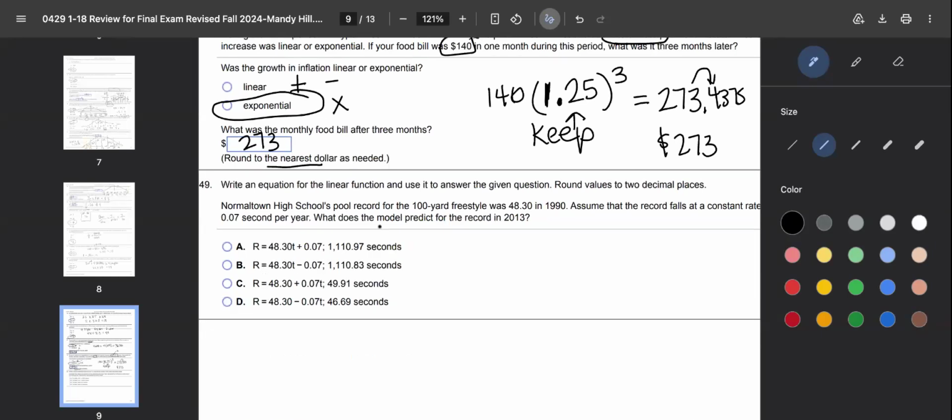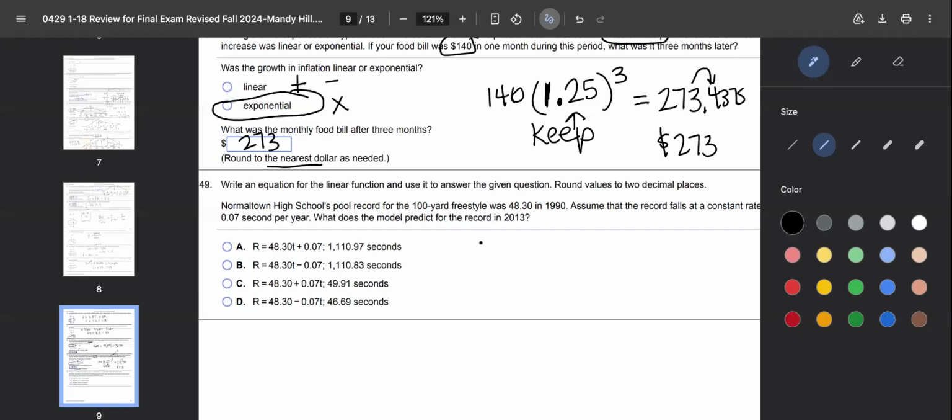So write an equation for the linear function and use it to answer the question. Round the values to 2 decimal places. We only have 53 questions, so we are very close to being done. I'm going to go back and make sure everybody's okay, and it looks like they are.